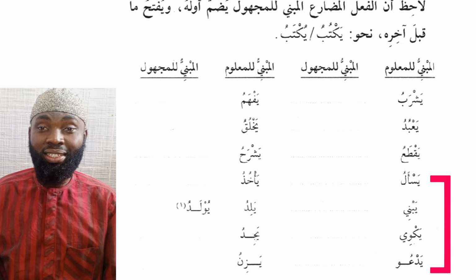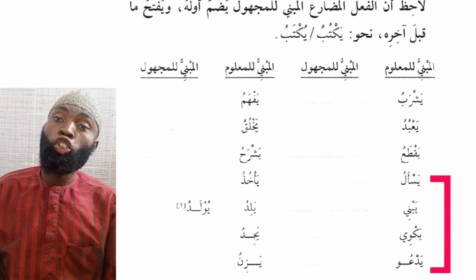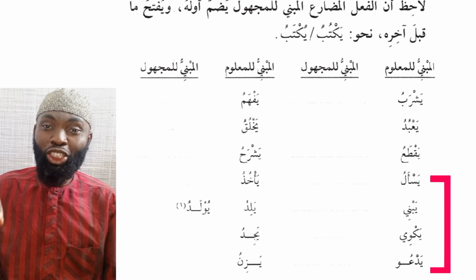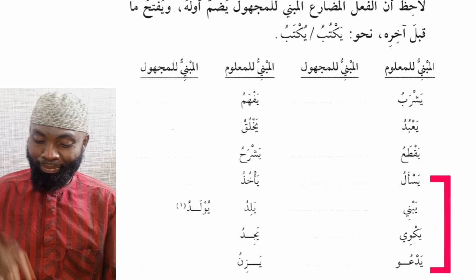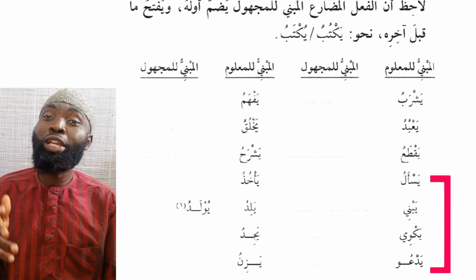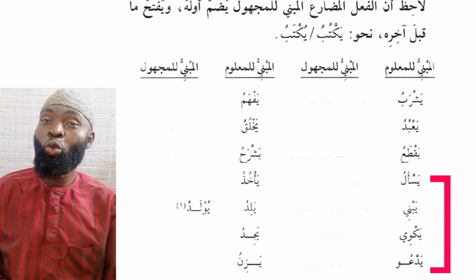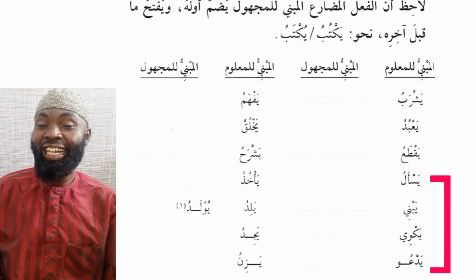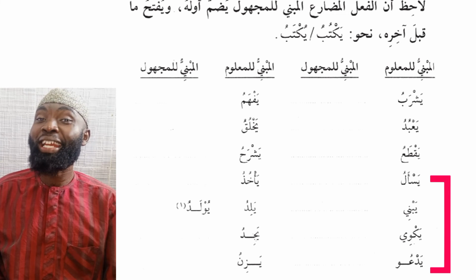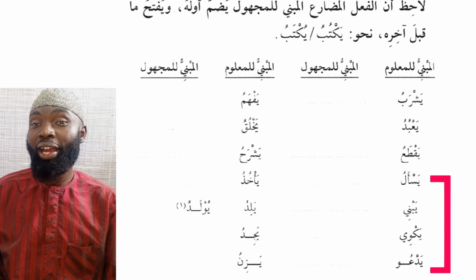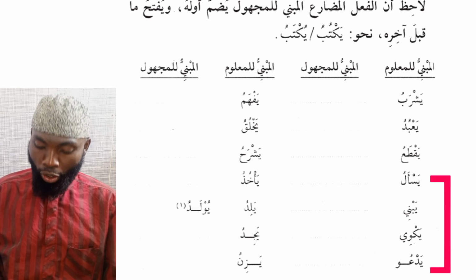Yabni, he is building. Yubna, this one will change. Yubna, not yubni, yubna. Yalidu, yuladu. This is because the word yalidu has at the beginning of it a weak letter, and as such the weak letter will remain in the passive voice. That's how we have yuladu, he's been born.